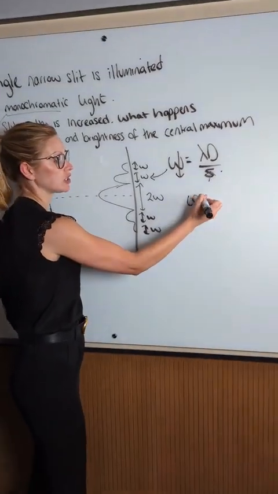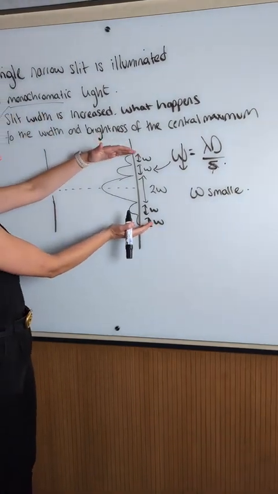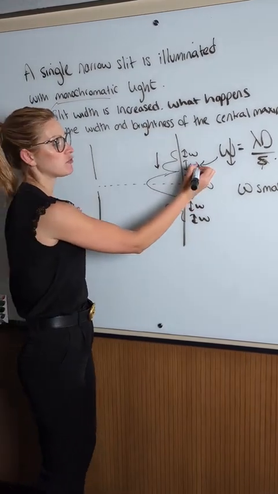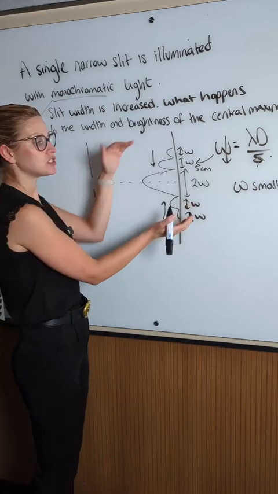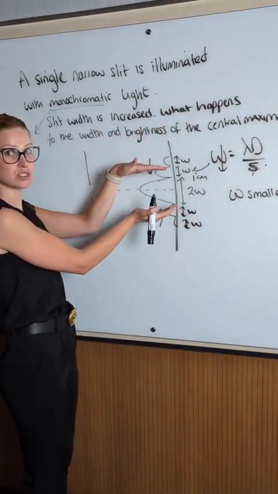So I'm going to write that down: W is going to get smaller. What that means is all of the W's are going to decrease, so my pattern is going to get shifted in together. Maybe before this was 5 centimeters, but if W gets decreased, it's now going to become 1 centimeter. So it all gets shifted closer together.